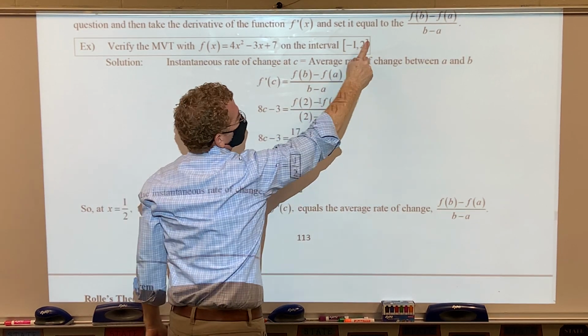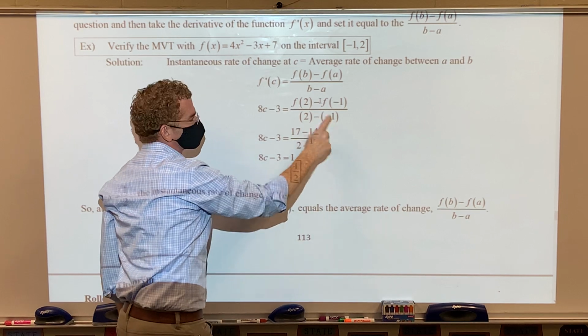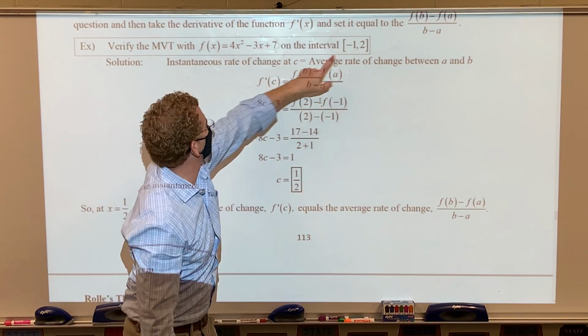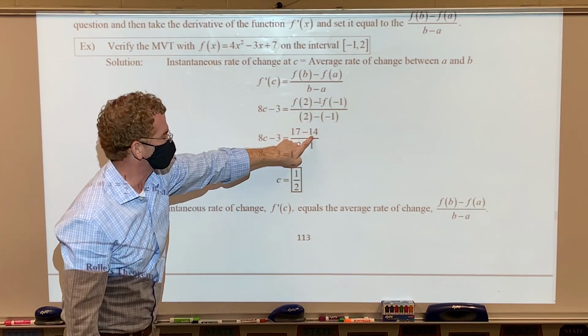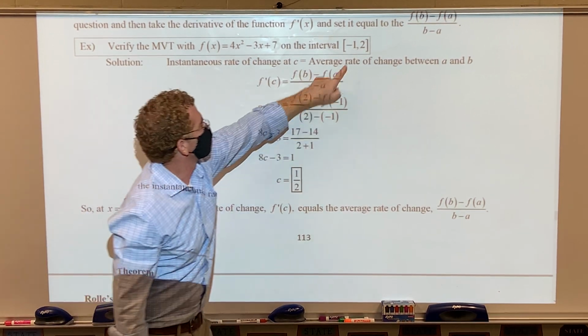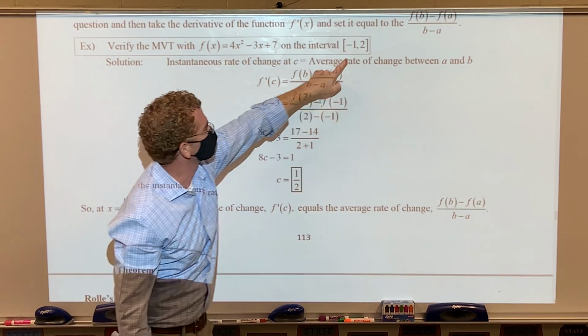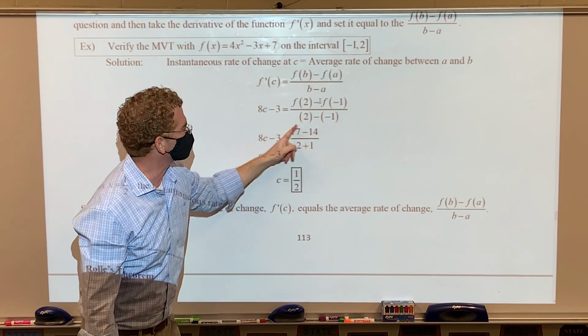And then I just go 2 minus -1. So y minus y over x minus x. If I plug -1 into that, I end up getting 14. So I write that down. If I plug 2 into that, I end up getting 17. I write that down. And then I just go 2 minus the -1. So this is me finding slope.